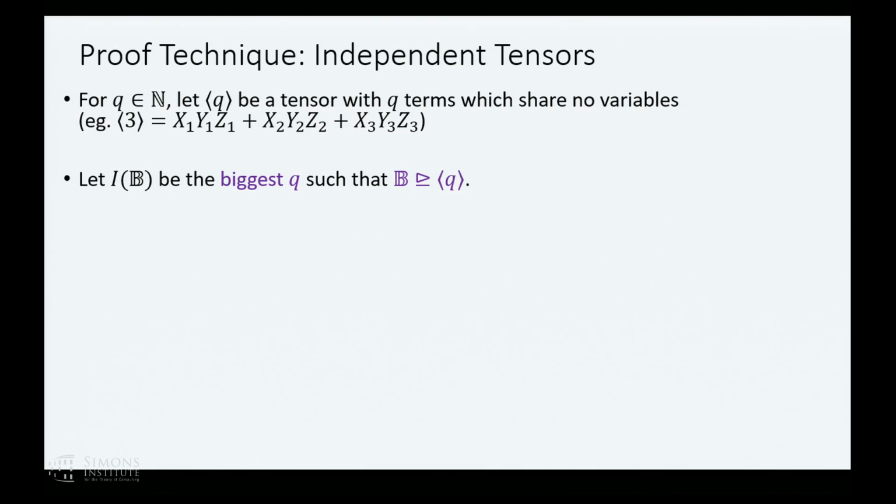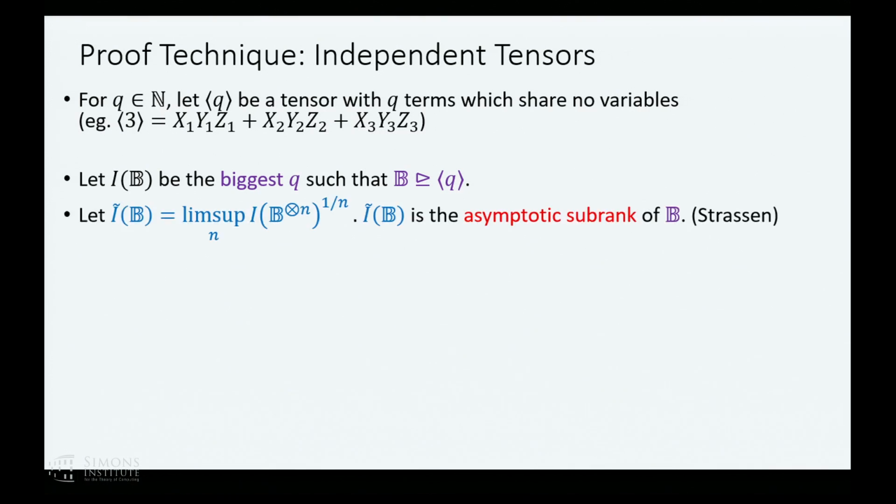And similarly to how we had rank and asymptotic rank, we want to look at asymptotic I. So I'll let I tilde, which I'll call the asymptotic subrank of b, be the lim sup over all n of I of b to the n, to the power of 1 over n. And in fact, Strassen actually studied this asymptotic subrank notion in a line of work like 20 or 30 years ago.